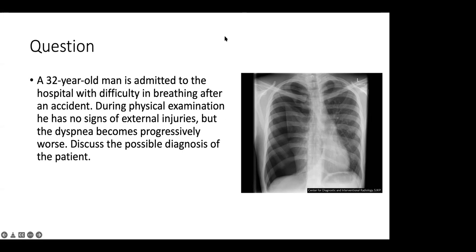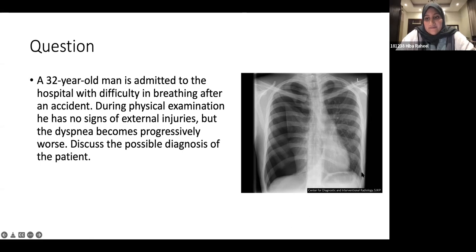Something is wrong with the left costodiaphragmatic recess. Okay, something is wrong with the left side. Okay, good observation. What do you see on this side? Do you guys see a difference? Okay, I'm getting some correct answers in the chat. Okay, anyone else? All right, okay, so I'll explain.